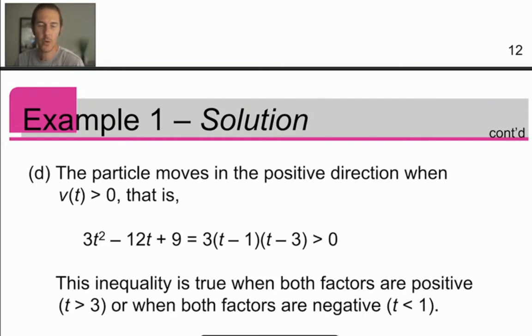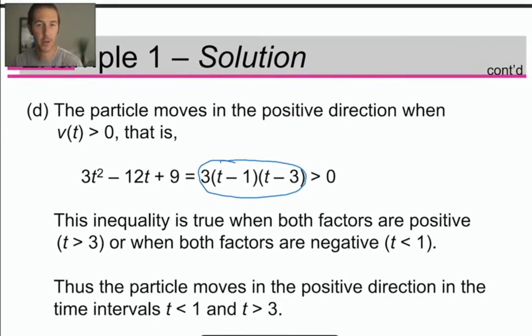Part D wants to know when our particle is moving in the positive direction. A particle is moving in the positive direction when its velocity, its change in position with respect to time, is greater than 0. Flashcard, right? Take the derivative of the position function, get the velocity function, and figure out when it's going to be greater than 0. In this case, we have the velocity function already. It's been factored. You could divide both sides by positive 3. That would get rid of this 3.